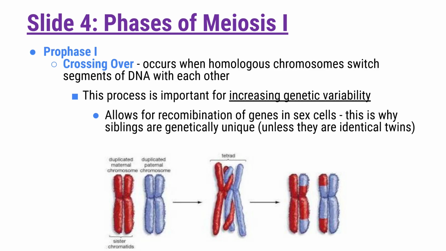So this is when that crossing over happens. This occurs when homologous chromosomes switch segments of DNA with each other. This process is important so that we can increase genetic variability. It's like a recombination of genes in sex cells, so this is why siblings are genetically unique. Basically, the genes from each parent will cross over and you get different genes, and that's how all of our genetic variability comes about.